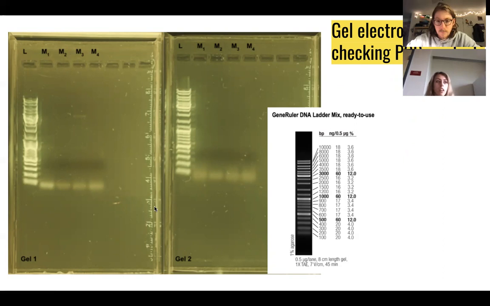But the gel on the left is a result of our first PCR, which did not successfully amplify our DNA. So we did a second PCR and it still did not amplify our DNA. So we were not able to send any for sequencing.